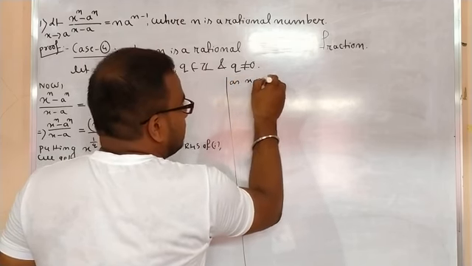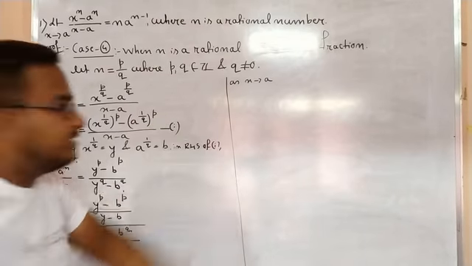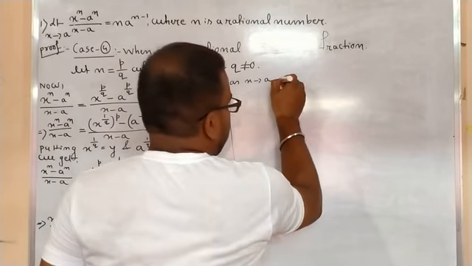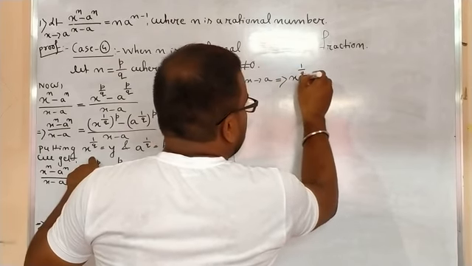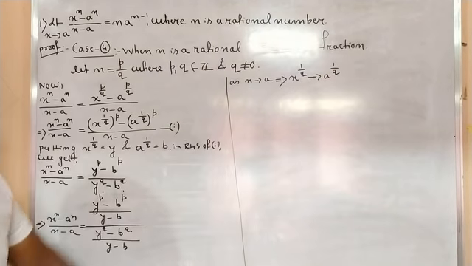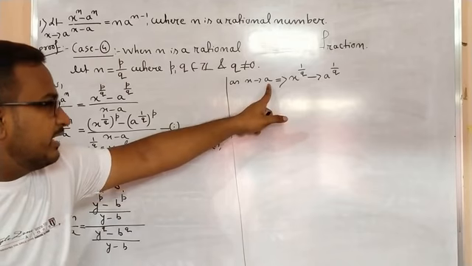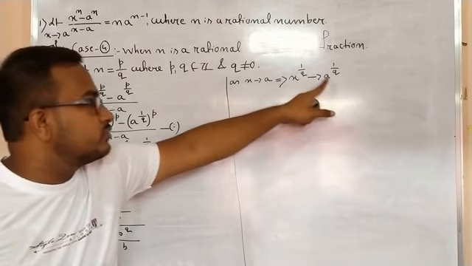As x tends to a, whenever the variable x goes to a, this implies I can write x to the power 1 by q goes to where? A to the power 1 by q, isn't it? If x goes to a, then if you take the same power, this quantity will go to that quantity.